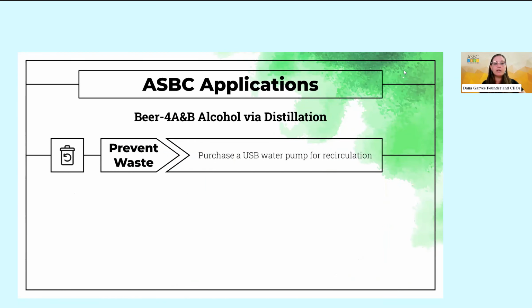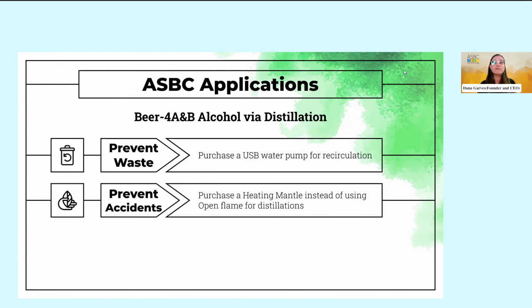Let's go into alcohol via distillation, so Beer's methods for A and B. I think that one way that we can prevent water waste is to purchase a USB pump for recirculation. For those of you who are still using an open flame to heat your distillations, I implore you to please purchase a heating mantle. They're less than $300 and they are significantly safer for your techs.